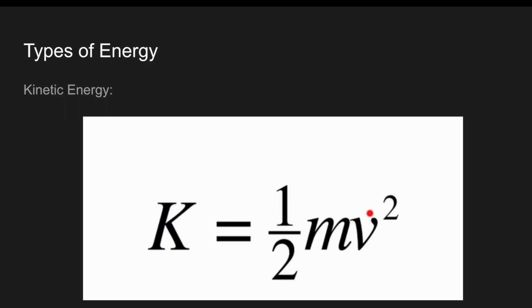Now, here are the common types of energy you'll see on the AP Physics 1 exam. First up is kinetic energy, which is energy by virtue of the motion of an object. It is equal to K = 1/2 mv squared.